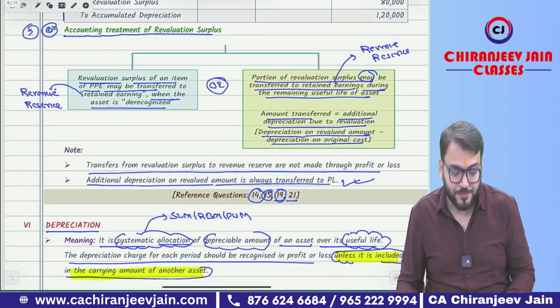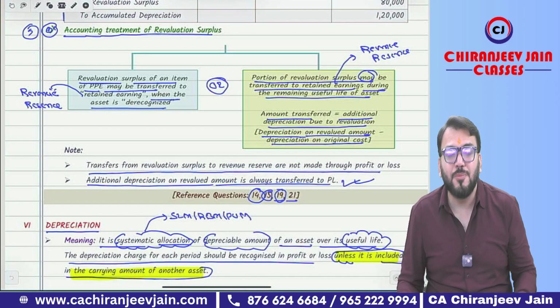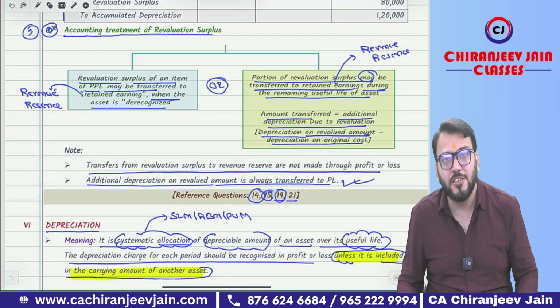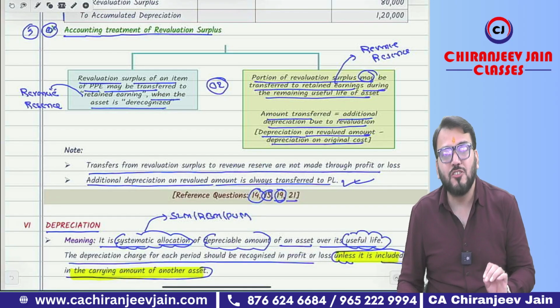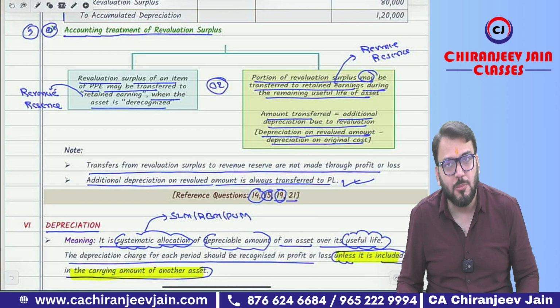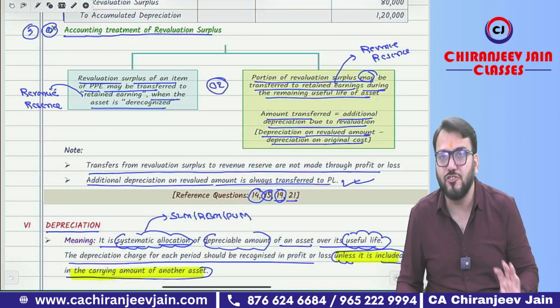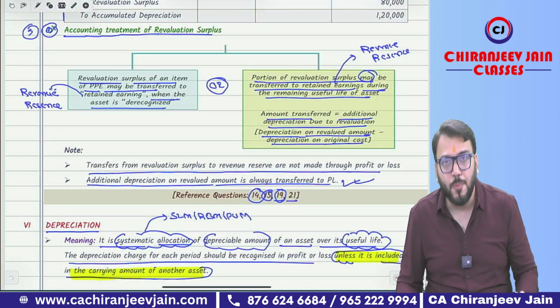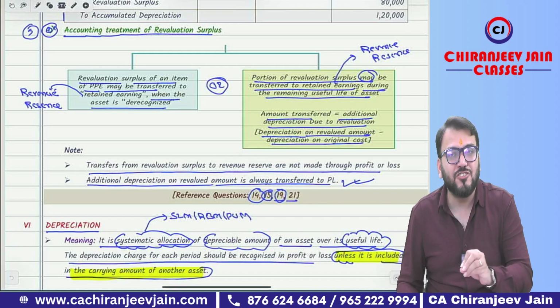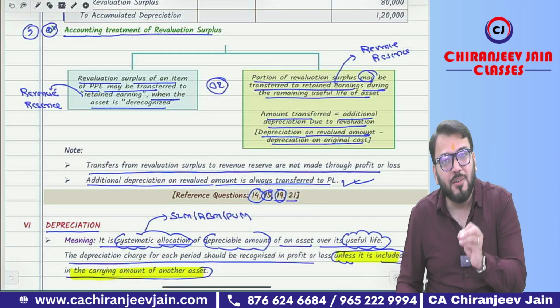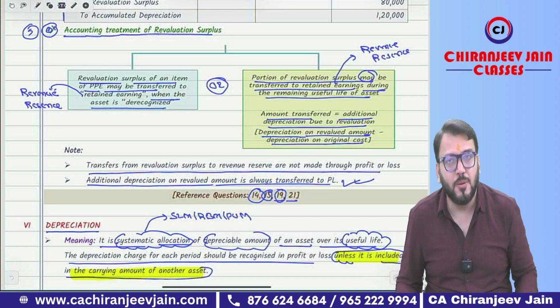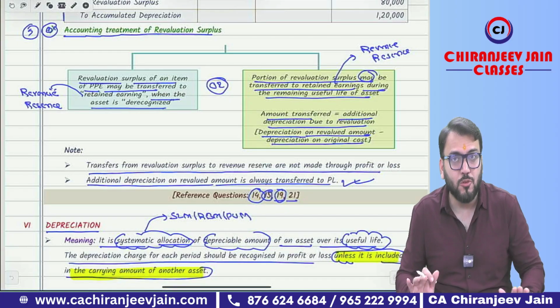Okay, sir. Yes, sir. Then what about accounting treatment of accumulated gain in revaluation surplus? There are two options. In the first option, entire amount of revaluation surplus will be transferred to revenue reserve on derecognition of the asset. In the second option, an amount equal to additional depreciation will be transferred from revaluation surplus to revenue reserve during the remaining useful life of the asset. Already we have covered some questions based on this.